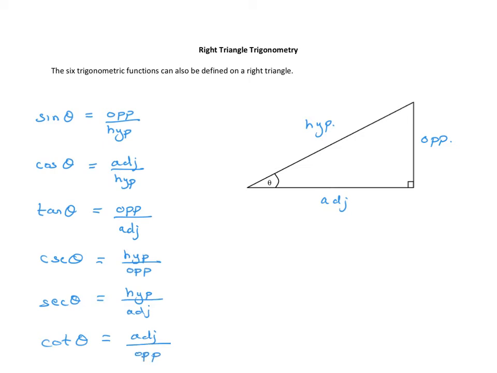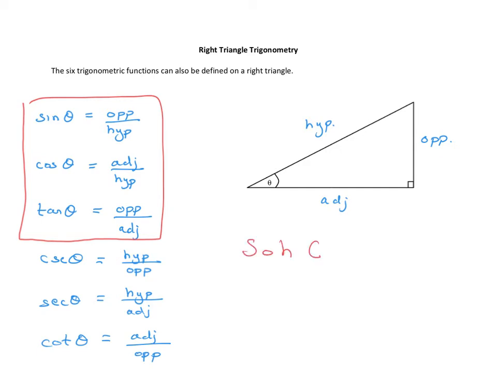If we focus on these 3, the 3 main ones, people sometimes remember this by writing down SOH CAH TOA. And so this stands for sine is the opposite over the hypotenuse, cosine is the adjacent over the hypotenuse, and tangent is the opposite over the adjacent. So if you can remember that, you can recall these definitions, and these come from flipping those fractions.